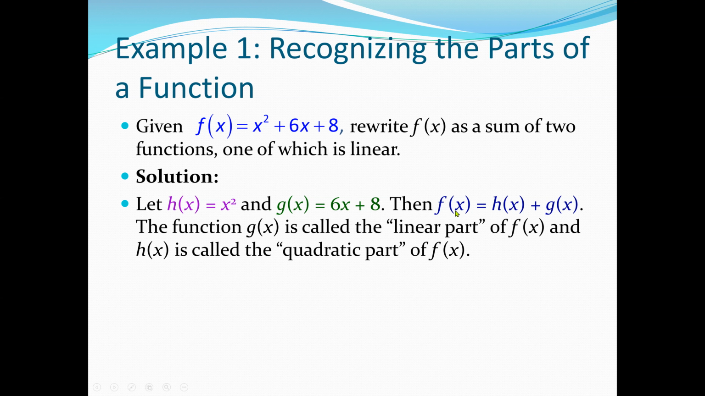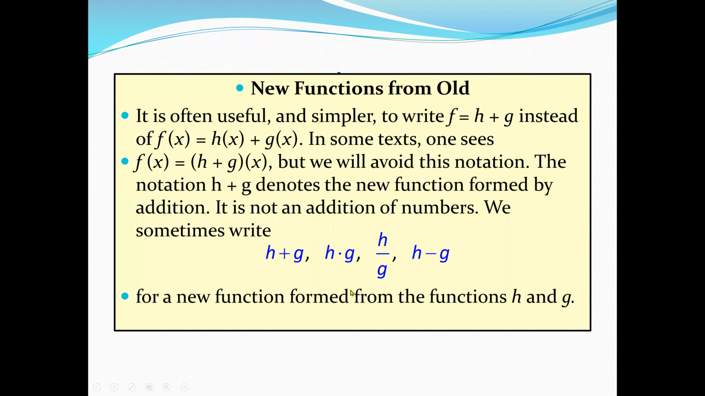So then we can say f at x is h at x plus g at x, because h at x is x squared plus g at x, which is 6x plus 8. Now the function g at x is called the linear part of f at x, and h at x is called the quadratic part. When the highest exponent is 2, we get a quadratic form, a parabola. And when the highest degree of the variable is 1, then we get a straight line, a linear function. So new functions from old.